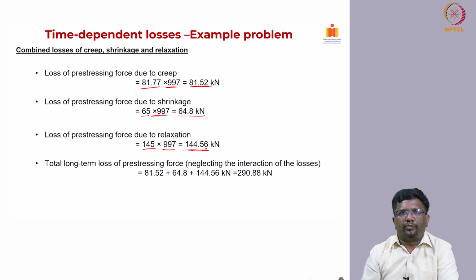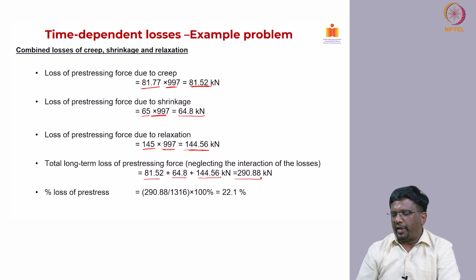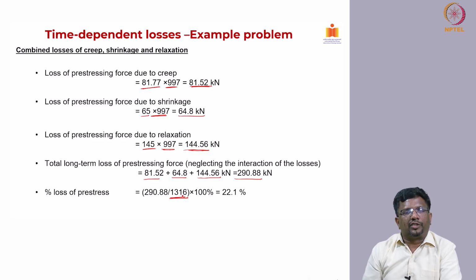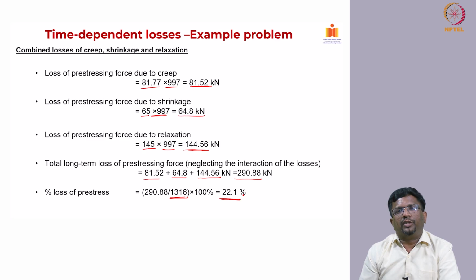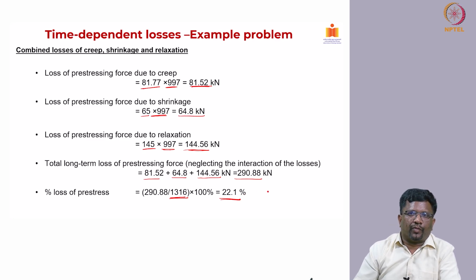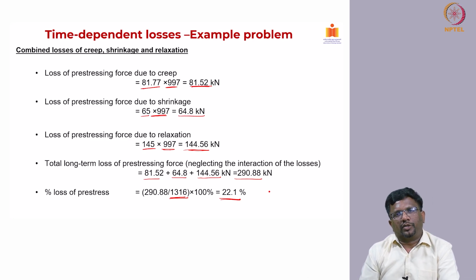So, when you add all of them, 81.52, 64.42, 144.56, you are losing almost 291 kilonewton, which is not a small number. Especially when you consider the initial force as 1316, and take the ratio, we are losing almost 22% of the initial stress because of the long term effects. So, especially for old structures, when you do the calculations properly, we need to estimate these losses in a proper way, because the long term losses can be quite significant over a period of time.